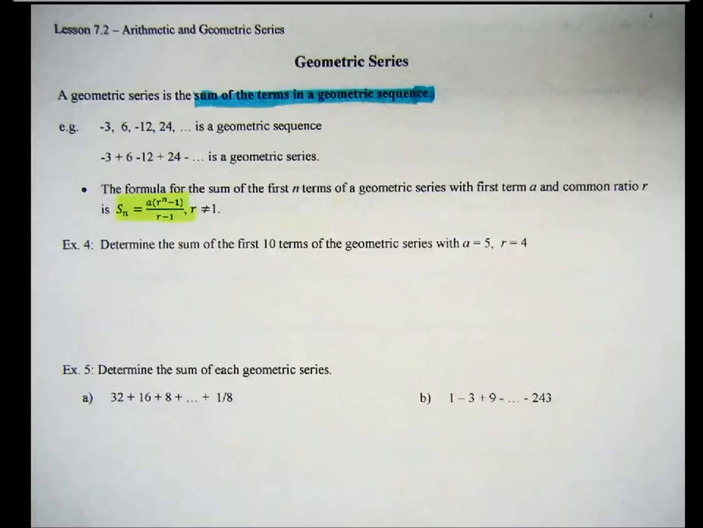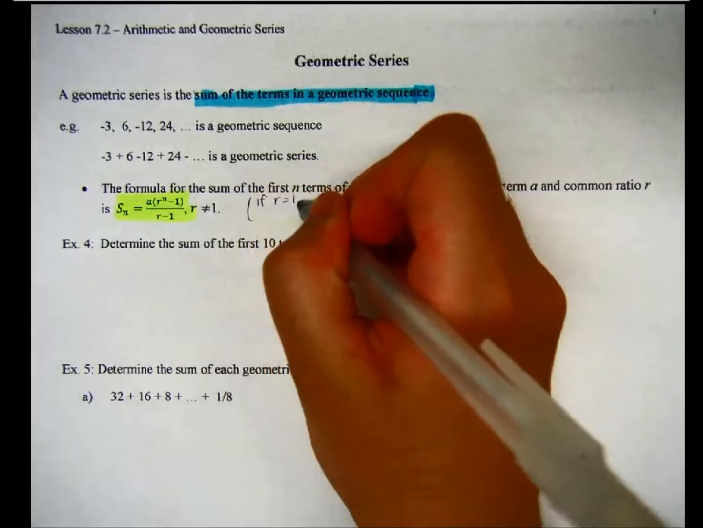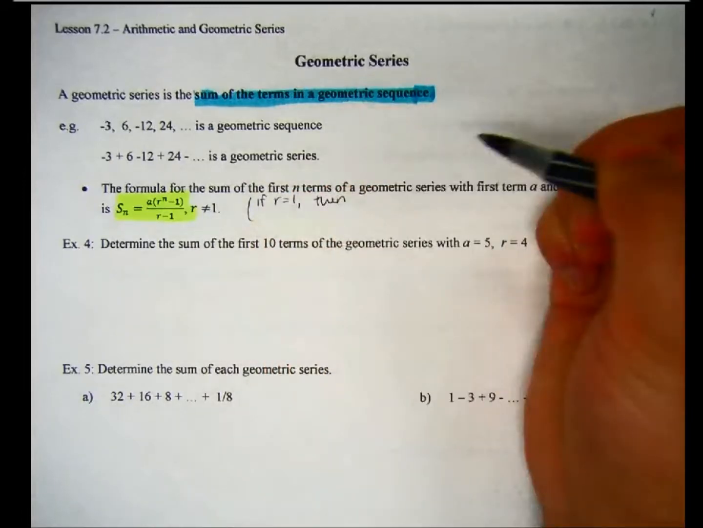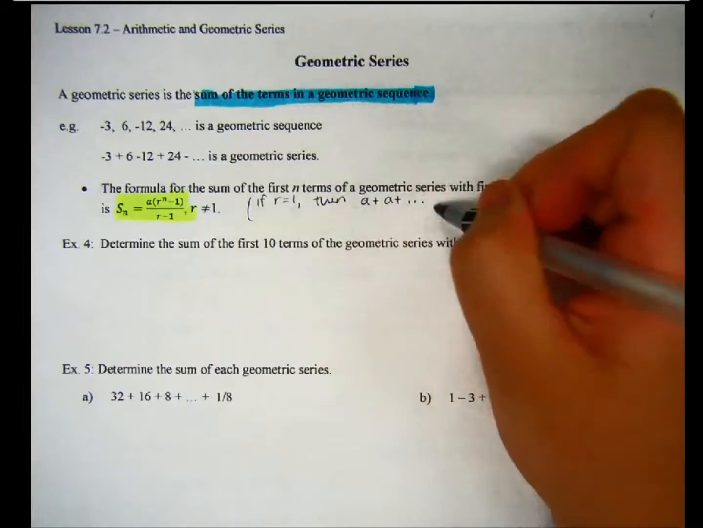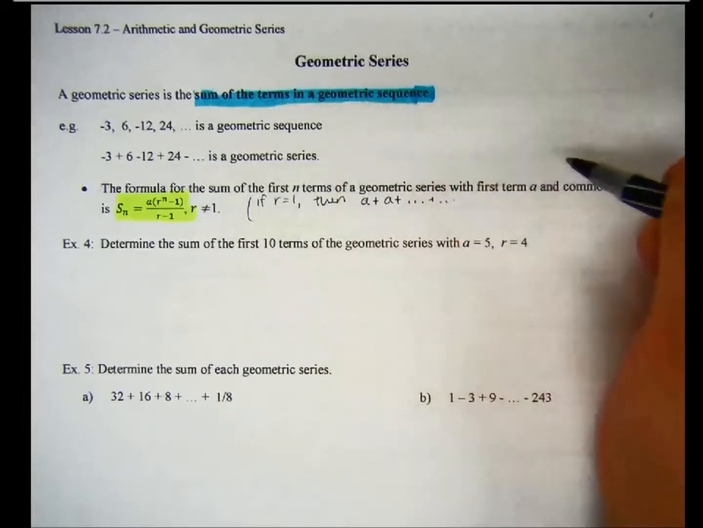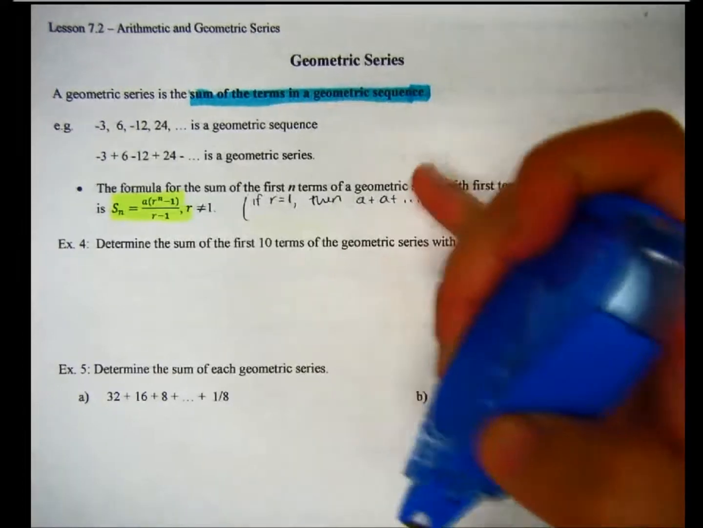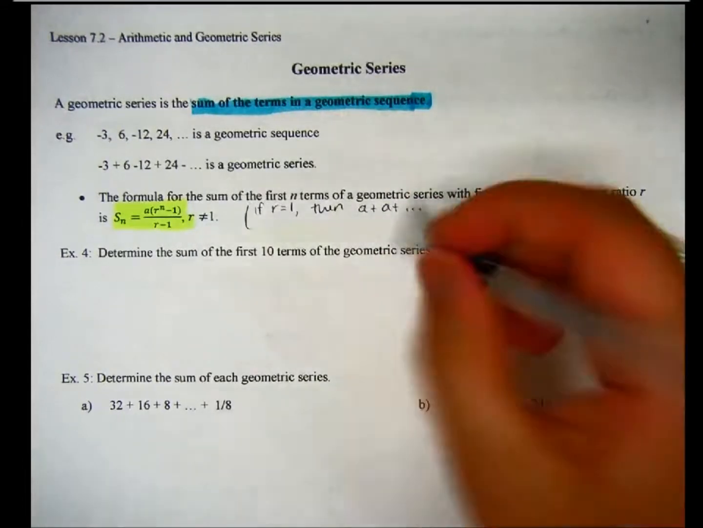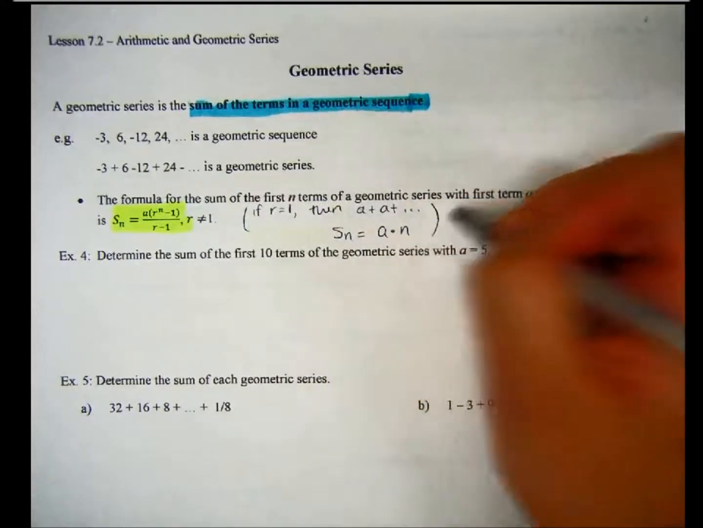The restriction on this, if you remember all the way back from Unit 1, rational expressions, is that r can't equal 1, because otherwise you'd be dividing your expression by 0. If r does equal 1, then your sequence would just be a, a, a, and so on, in which case you would just get the sum of the first n terms as a times n.